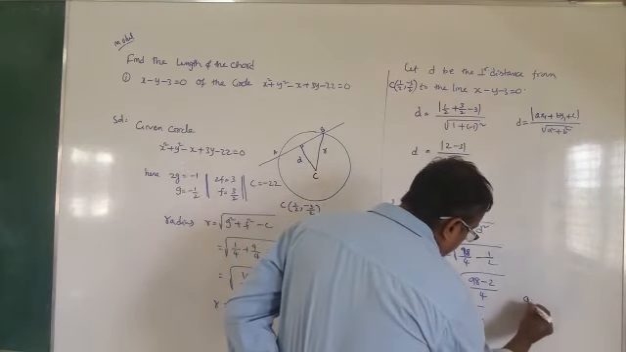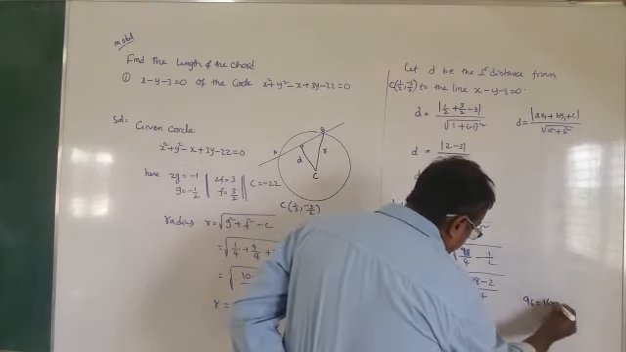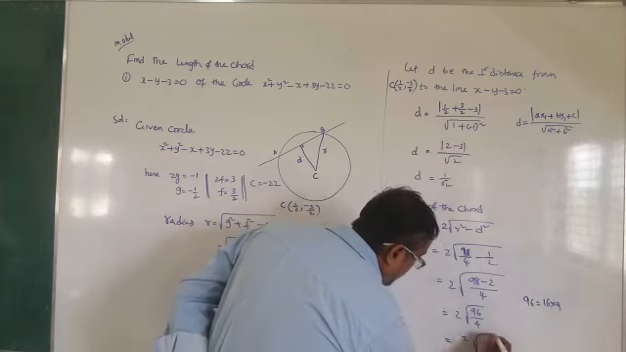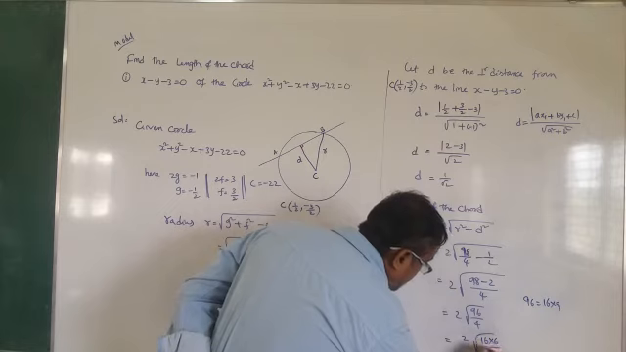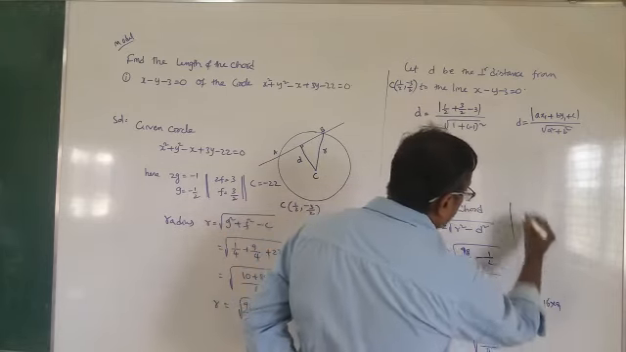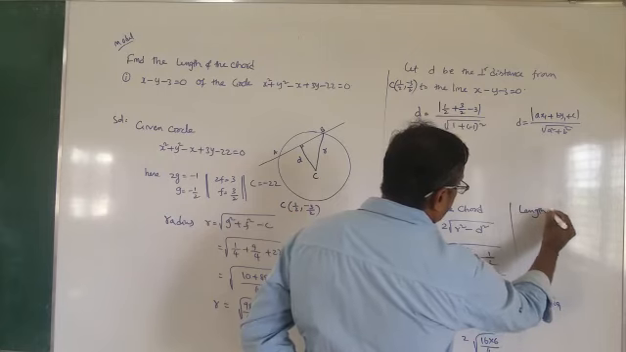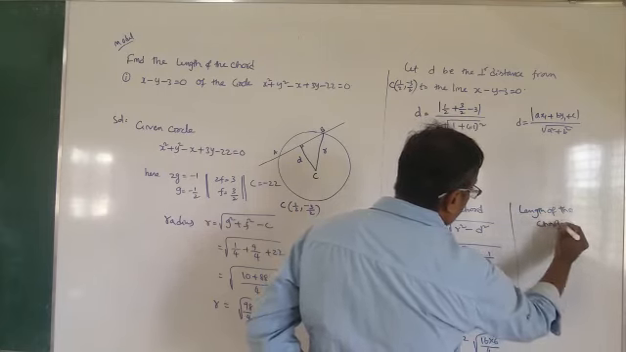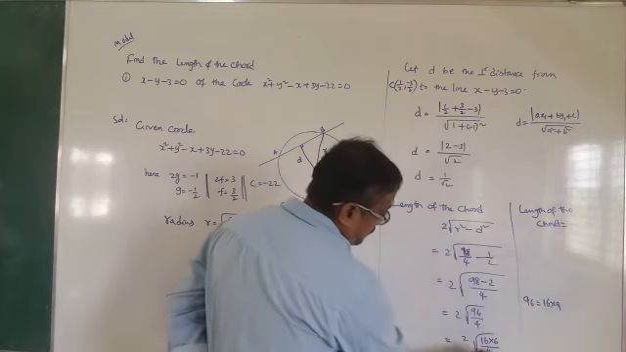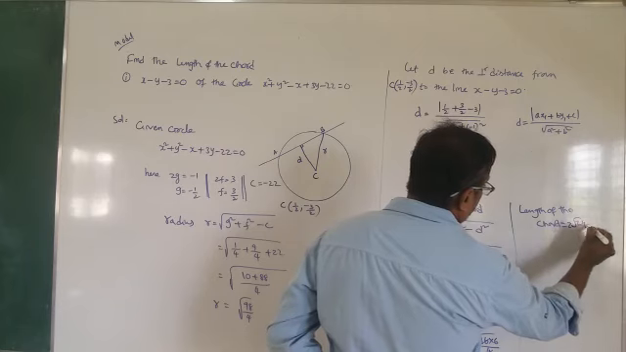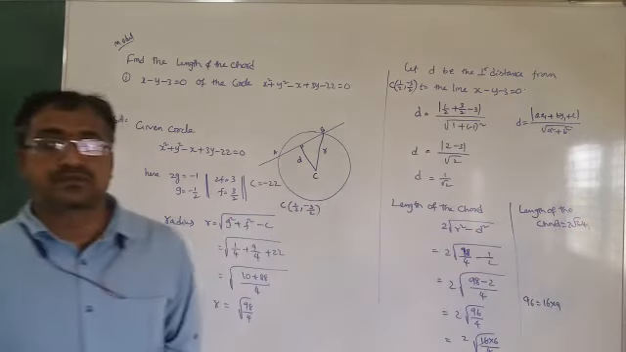So 96 is equal to 16 into 6. So it will be 2 root 16 into 6 by 4. So length of the chord is equal to, 4 and 4 are cancelled, so 2 root 6. That is the result.